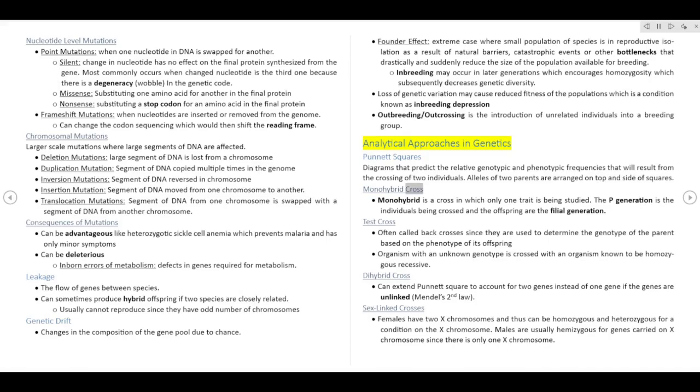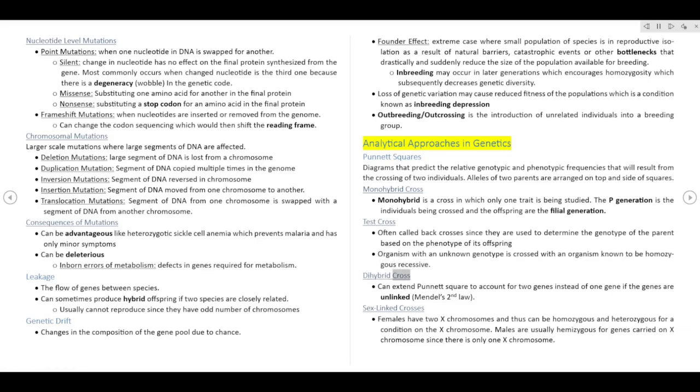Monohybrid cross. A monohybrid is a cross in which only one trait is being studied. The P generation is the individuals being crossed, and the offspring are the filial generation. Test cross. Often called back crosses, they are used to determine the genotype of the parent based on the phenotype of its offspring. An organism with an unknown genotype is crossed with an organism known to be homozygous recessive.